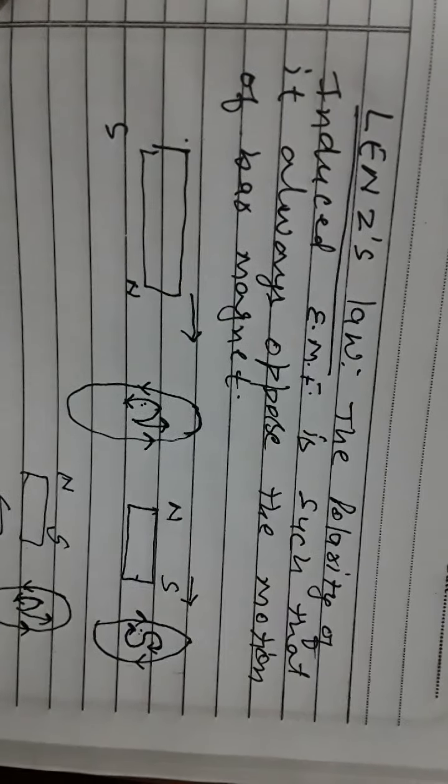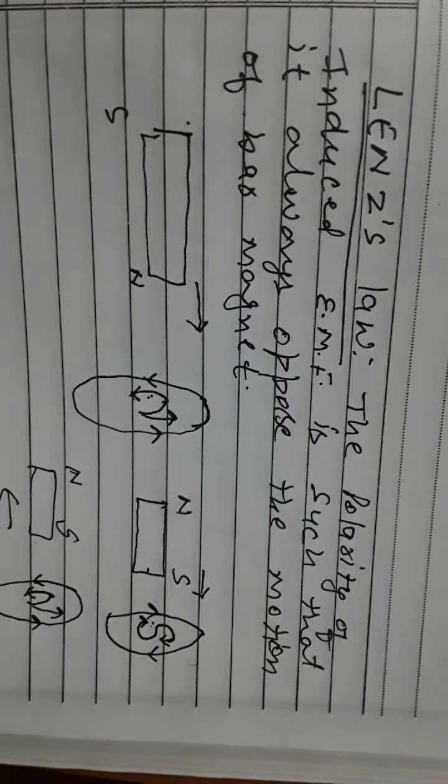Here in case 1, the north pole opposes the motion of the bar magnet. In case 2, the south pole opposes the motion of the bar magnet by repelling the south pole. And in the third case, the north pole is formed which attracts the south pole, so it opposes the motion of the bar magnet. So we can say that the induced EMF produced in the coil always opposes the motion of the bar magnet.